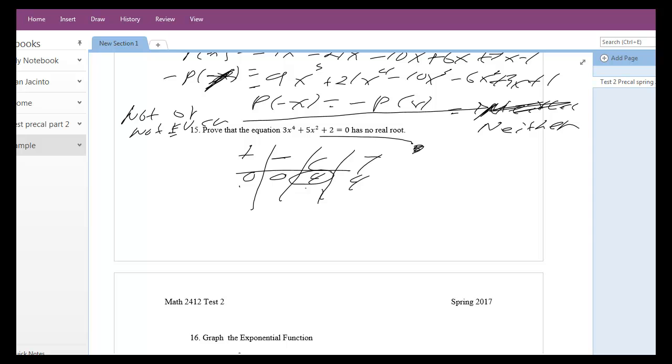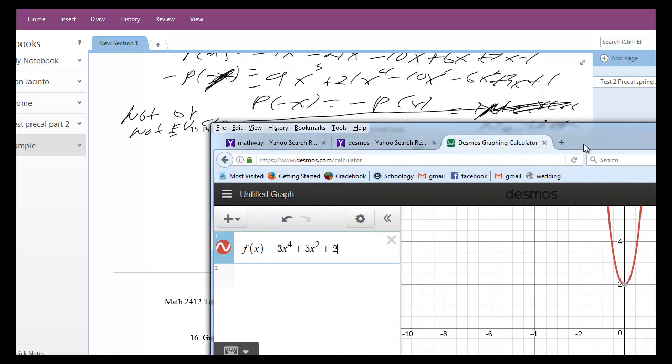I've got Desmos on my other screen. I'll drag it over in just a second. Good learning moment. We're about to bring it up. I'm going to type in f of x equals 3x raised to the 4th plus 5x squared plus 2. Drag it over. Notice, there's your graph.